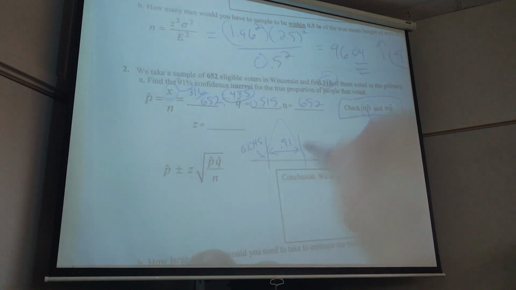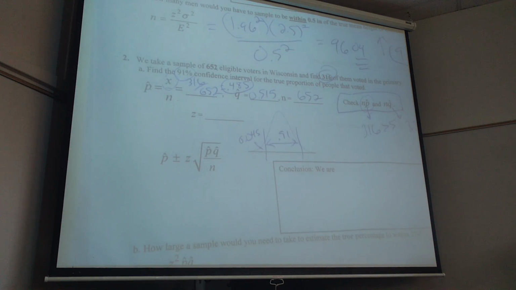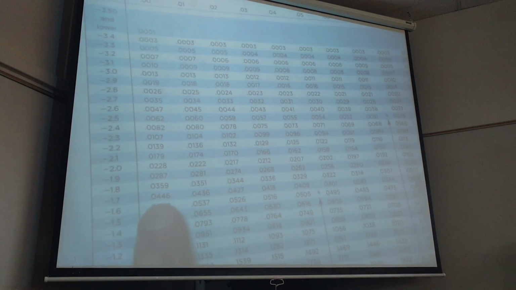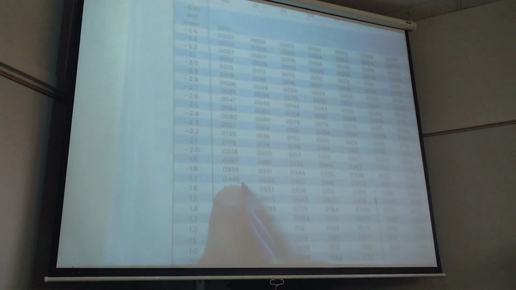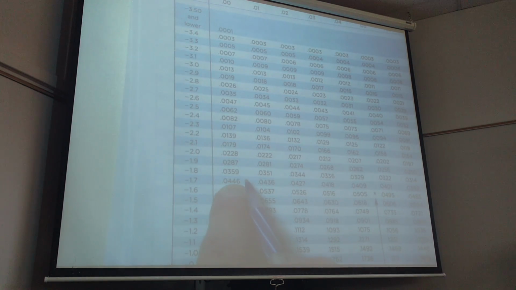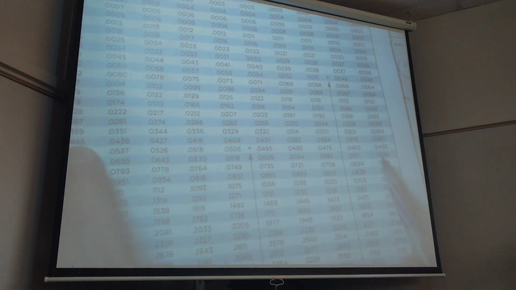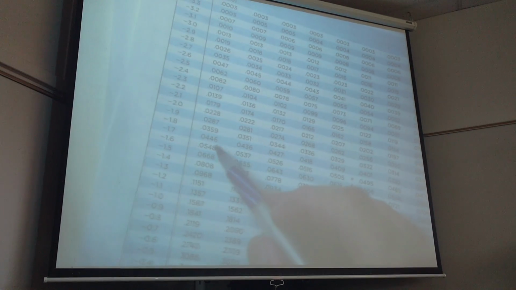0.45, because there's 9% outside, so there's 0.45 on that one side. If I look up 0.45, the closest I can get is actually here. 170. 169. No, 169 is 5 away. 170 is 4 away. Nah. Sorry.